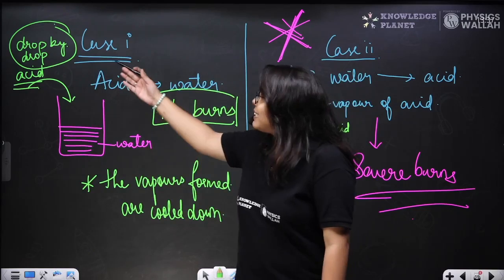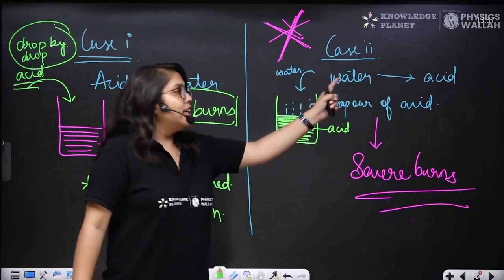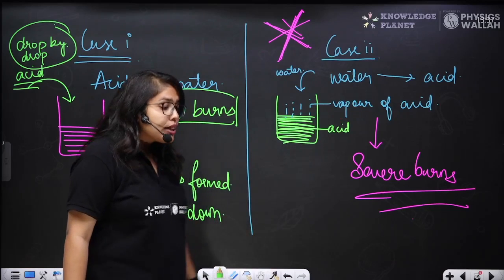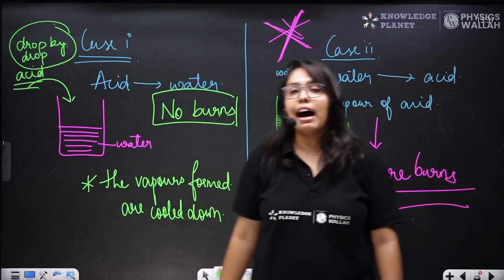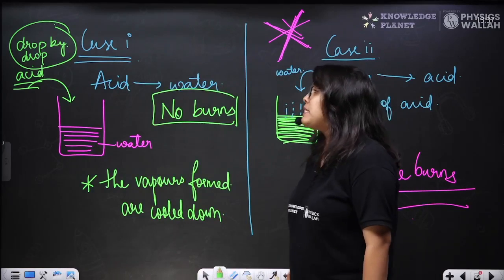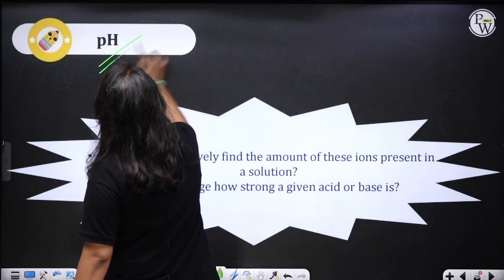That is why acid is added to water and not water to acid. So this is how dilution takes place. This is how dilution takes place, beta. Let's now try to understand about pH.